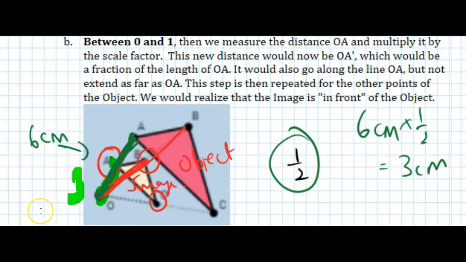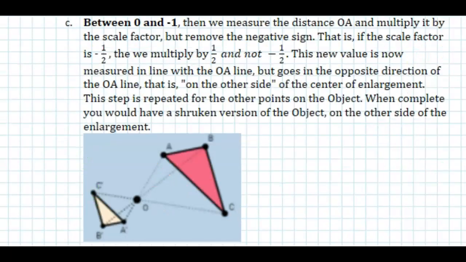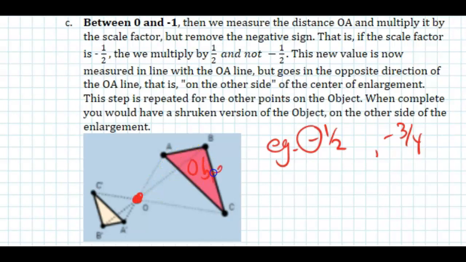So when the scale factor is between 0 and -1. When the scale factor is between 0 and -1, it means that we're dealing with values like, say for example, if the scale factor is -1/2 or -3/4 and so on, right? Now the first thing I have here in my note is I say ignore this minus sign. So we're just going to work with the half for now. So we're going to have our center of enlargement here, have our image here, our object here, and we're going to do the same. Measure this distance here, get 6 centimeters.